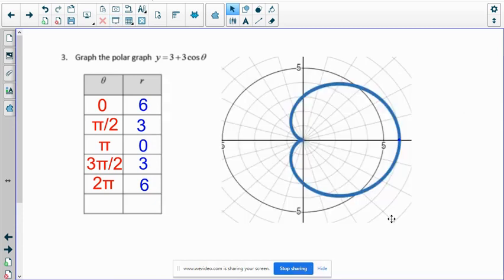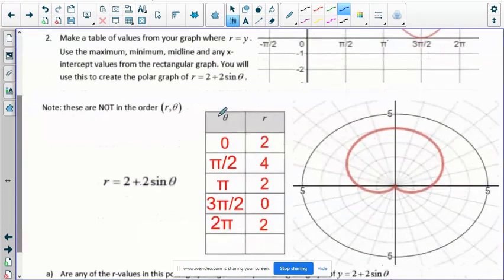Now I am not surprised, I hope you are not surprised, that this is facing this way along the polar axis, because it's a cosine graph, whereas the last one was a sine graph and it was facing up. That is not a coincidence. We talked about that with lines. We talked about that with circles. It's the same thing.